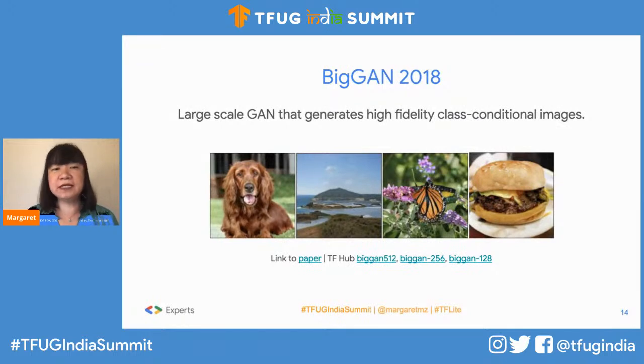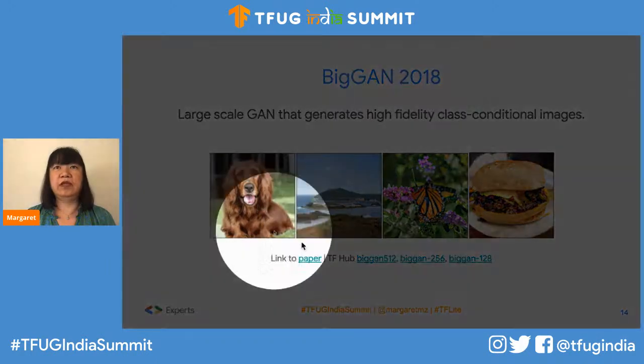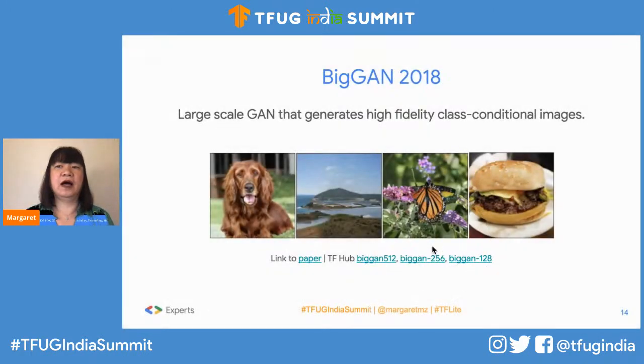So in 2018, Google researchers experimented with BigGAN, which is a large-scale GAN that generates high-fidelity class conditional images. I have included a link to the paper, as well as several of the models here on TensorFlow Hub, where you can also find a Colab that you can play with.